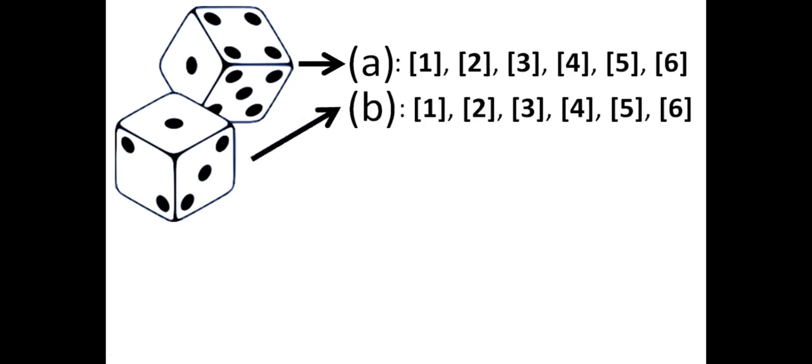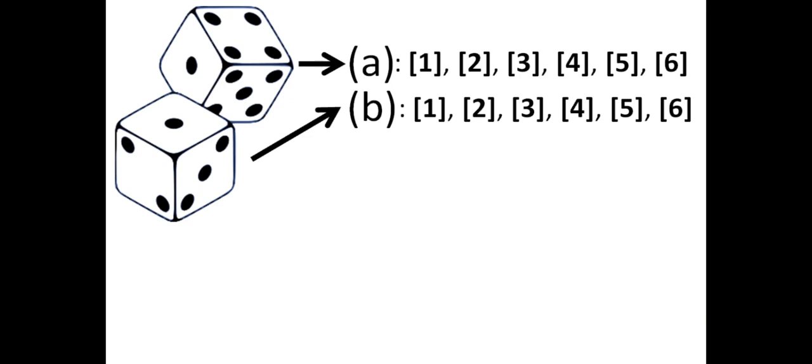Alternatively, we could expand the number of possibilities by adding an extra dice. So one dice is represented by the letter A and the other one by the letter B. So we could ask, what is the probability of obtaining a number 4?